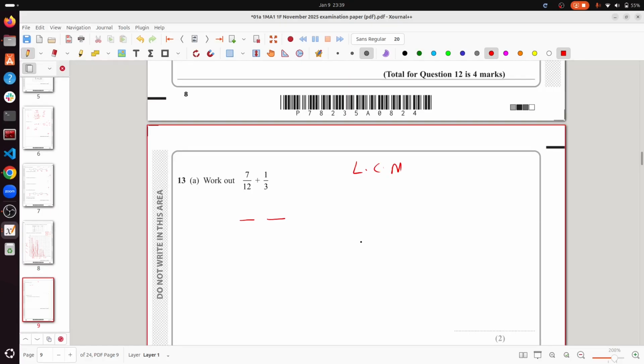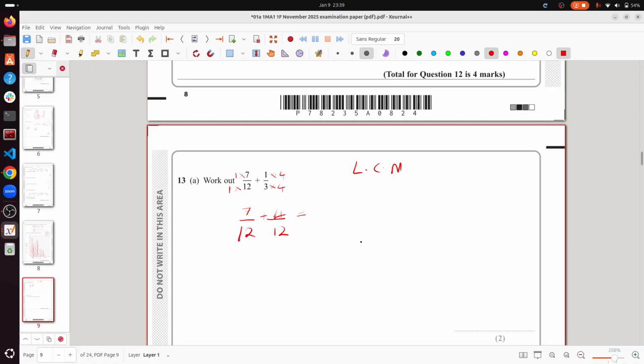I look at the 12 times table and the 3 times table, and the least common number for both of them is 12. What have I multiplied by 12 to get 12? 1. So I need to multiply 7 by 1 as well, and that gives me 7. What have I multiplied by 3 to get 12? That's 4. I need to multiply 1 by 4, and that gives me 4 as well.